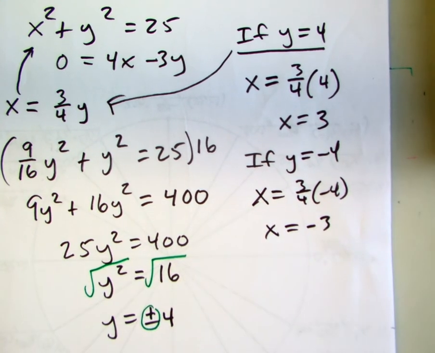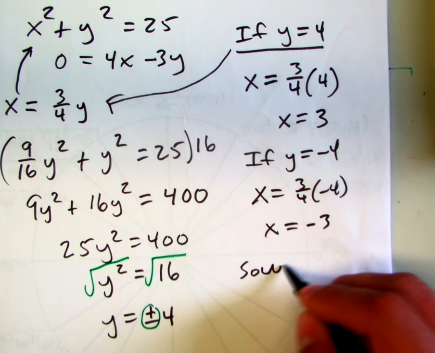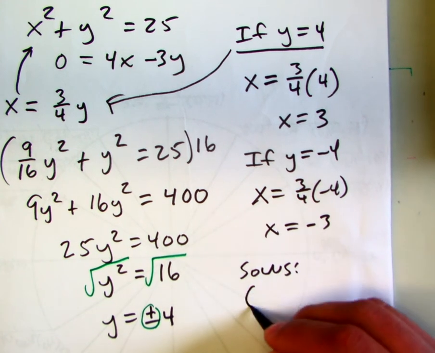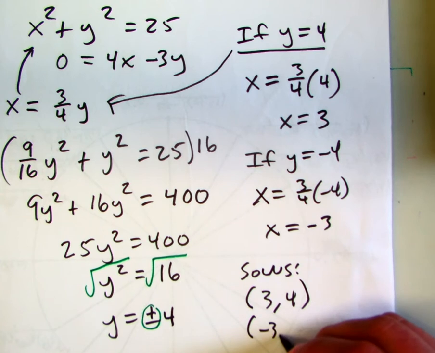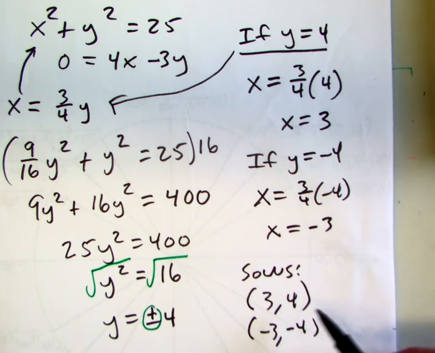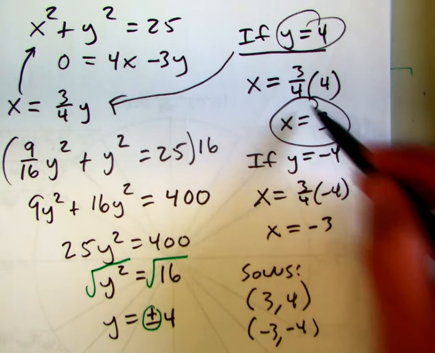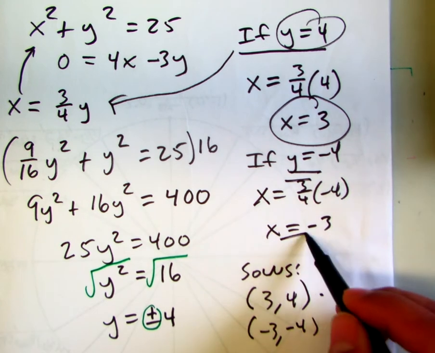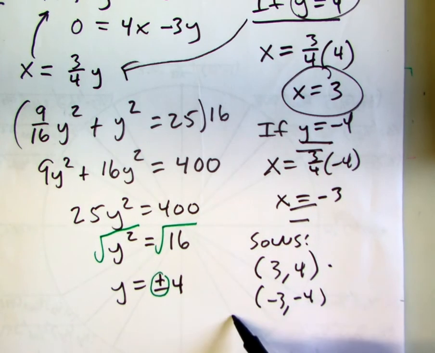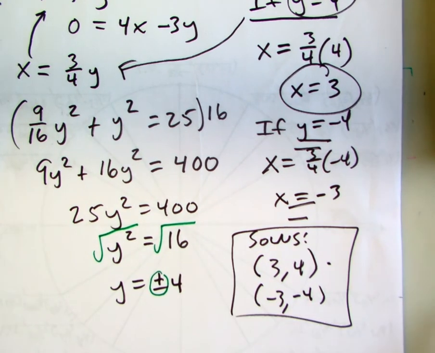So the solutions are 3, 4 and negative 3, negative 4. Where'd I get the answers? Y equals 4, x is 3. If y is negative 4, then x is negative 3. So we just put them together. Does that kind of make sense?